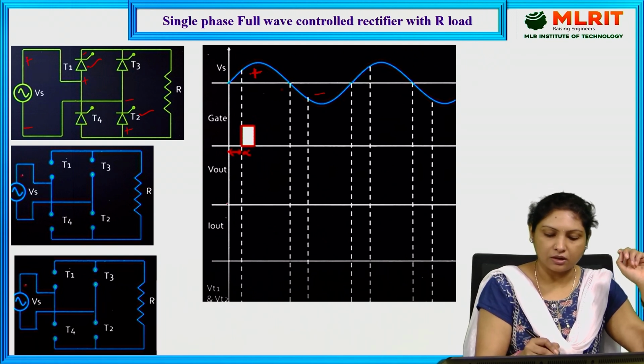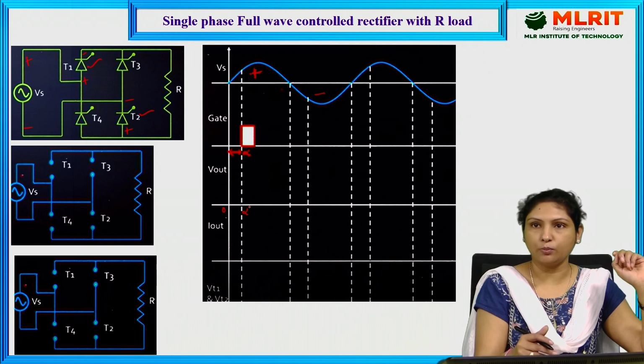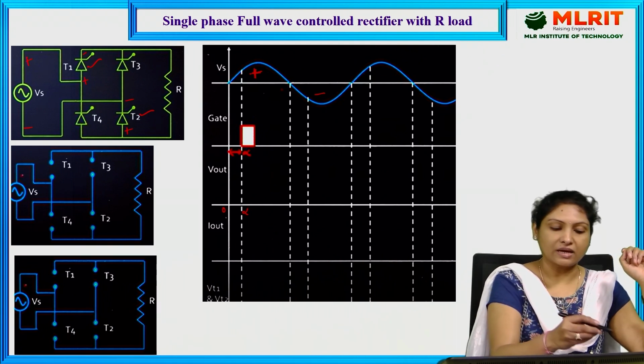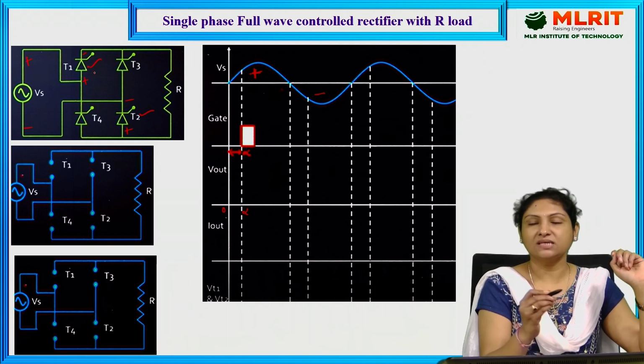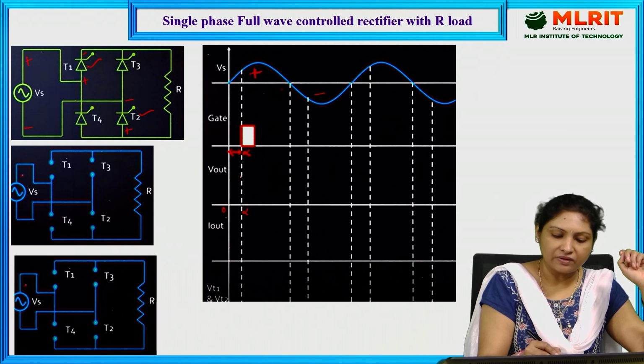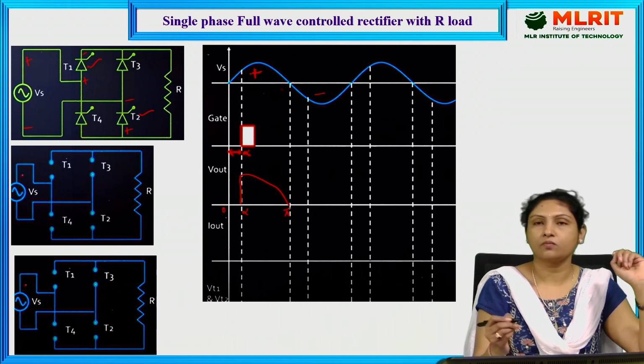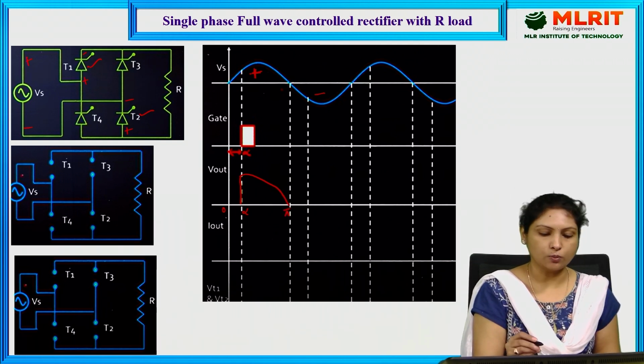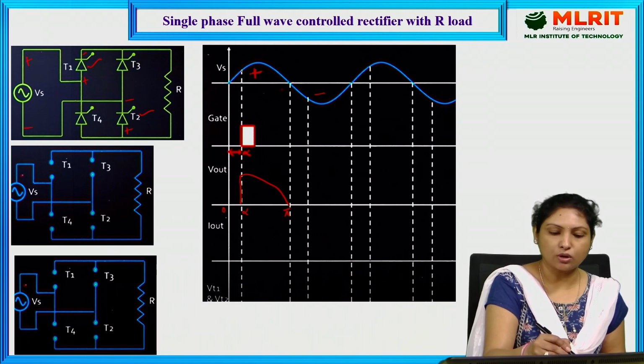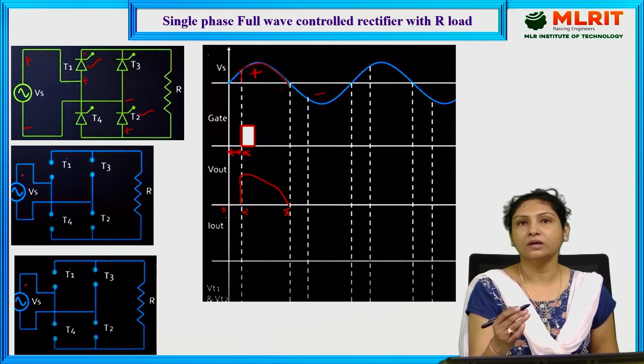Here, this is 0 and this is the instant called alpha, where I am providing the triggering pulse for thyristor 1 and 2, since these are forward bias, and T1 and T2 start conducting at this instant called alpha, and it conducts till this instant called pi. And if you see, the output voltage is just similar to that of the input voltage. It is simply following the input voltage.